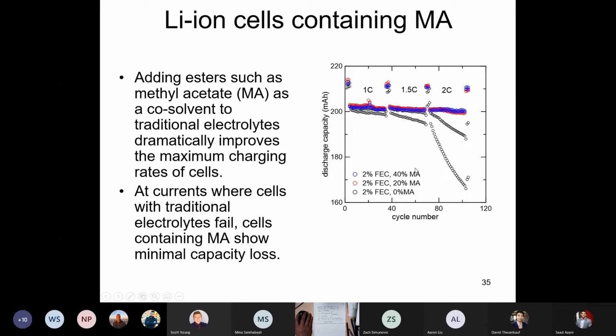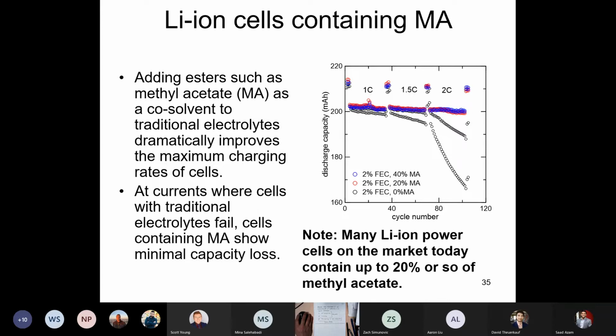Now Eric Logan has done a lot of work, along with David Hall, to look at electrolyte concentrations with even more methyl acetate. And you pay a lifetime penalty as the methyl acetate content gets extremely high. But you can make some incredibly high, fast charge capable cells with high methyl acetate that still have a reasonable lifetime. And it's really important to note that many lithium-ion power cells on the market contain up to 20% of methyl acetate in their electrolyte.